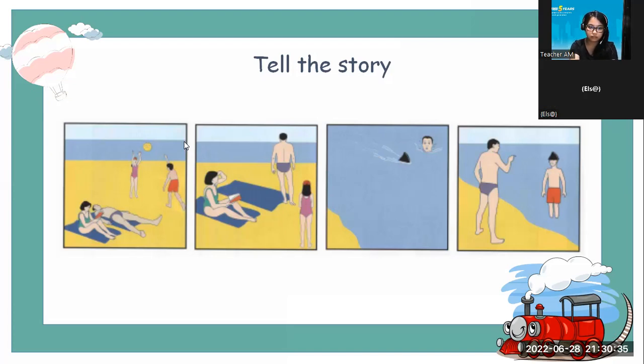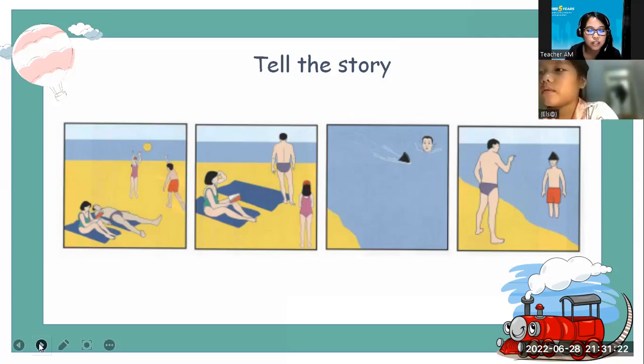The family are on the beach. The children are playing. Their mother is reading book. The father is going into the sea. The mother and her girl are watching him. The father swimming and he see a shark. He shout help, but it isn't a shark. It's a boy. He is laughing. But his father isn't happy. Very good. That's the story.